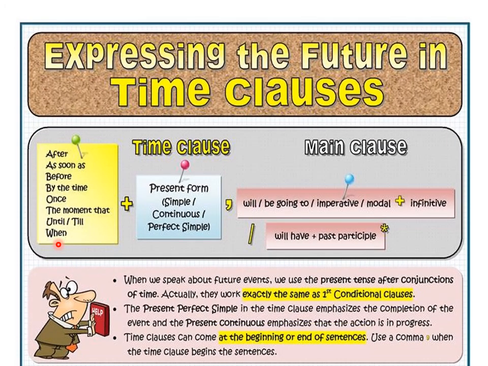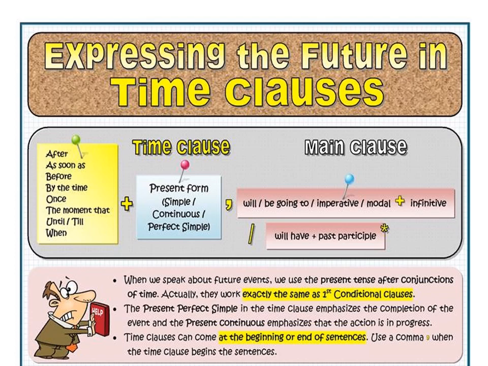By now, you should have guessed that you can express the future in time clauses. We can use after or any of these words with a time clause and then followed by a main clause, but separated by a comma. For example, let's use after. I can say, I'm going to finish my homework after I eat dinner tonight.